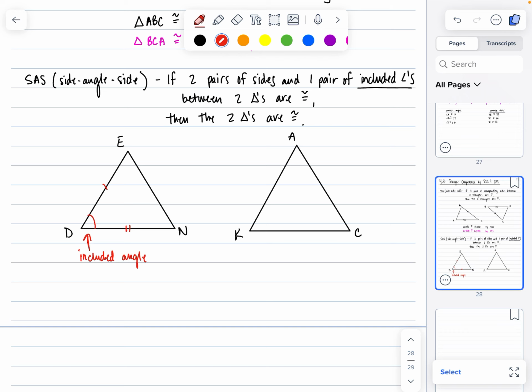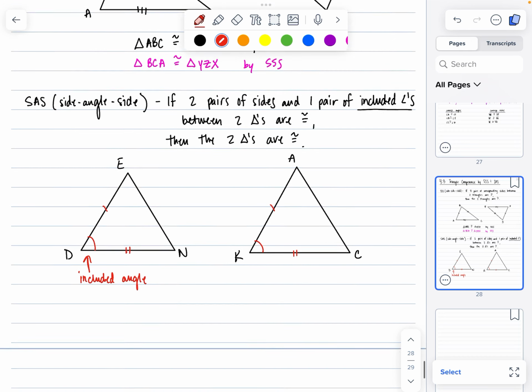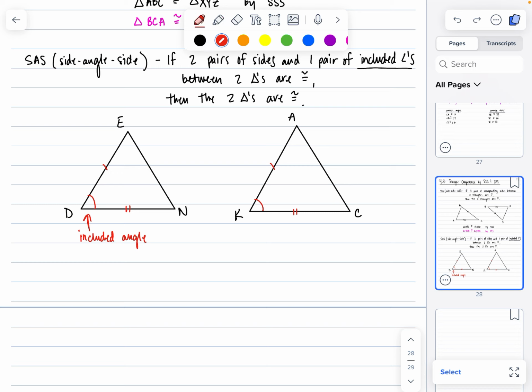Okay, and then if we do this on, let's say, the other triangle, let's say one tick, two ticks, and then this K would be the included angle, then we could say that these two triangles in particular are going to be congruent because this is what the theorem says. If two pairs of sides are congruent and one pair of included angles, so that the sandwiched angle, then the two triangles are congruent.